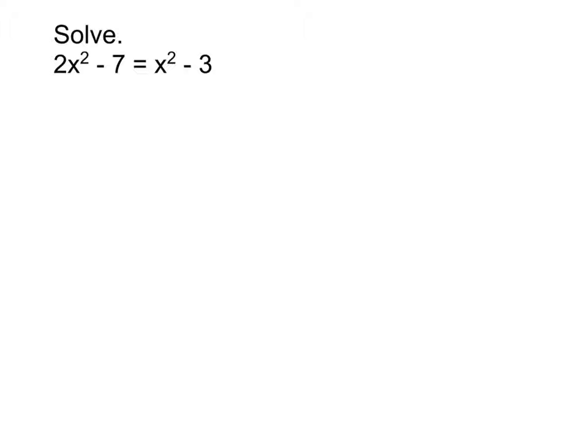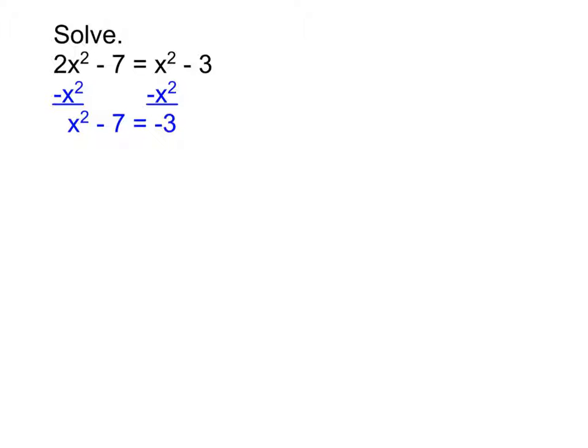So let's say I want to move all the x squareds over to the left. What am I going to do to both sides? You'd have to minus 1x. I always do the lower on the lower one. We subtract the x squared from both sides if we're going to do that.